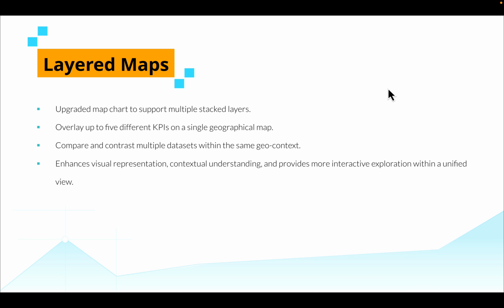We have also upgraded the traditional map charts to support multiple stacked layers, allowing you to overlay up to 5 different KPIs on the same geographical map. This means you can now compare and contrast multiple datasets within the same geo context without needing to toggle between different reports. It enhances visual representation, strengthens contextual understanding, and gives users more interactive ways to explore the data, all within a single unified view.